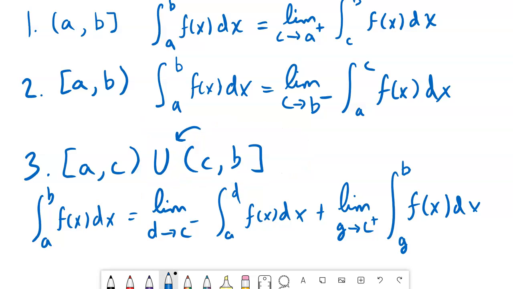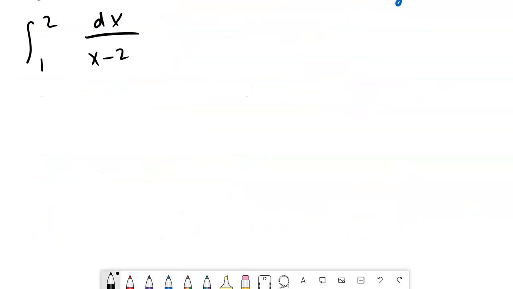So here we go. Here we have a relatively simple looking one, right? The integral from 1 to 2 of 1 over x minus 2 dx. But what makes this a little bit more tricky is that there's a discontinuity at the endpoint, or the upper limit 2, right? If we plug in 2 there, it's going to be something over 0. So that's the discontinuity I'm talking about.